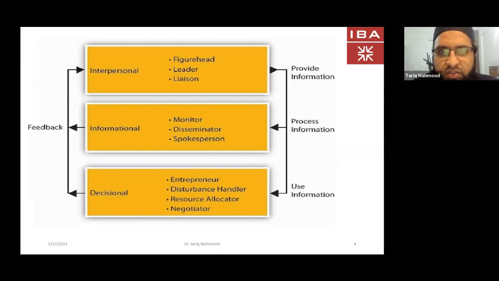So we have interpersonal roles in which we have the leaders. We have informational people who are processing the information which is being provided by the figureheads and leaders. And the third, we have the decisional layer in which we have the entrepreneur. And the entrepreneur is someone who is actually responsible for bringing innovation in an organization.